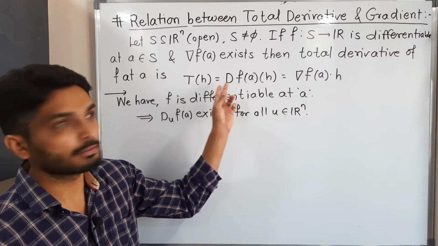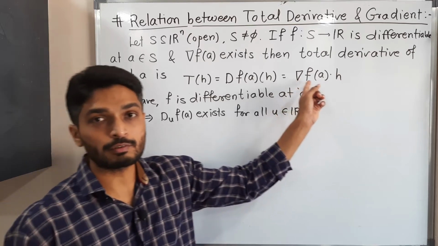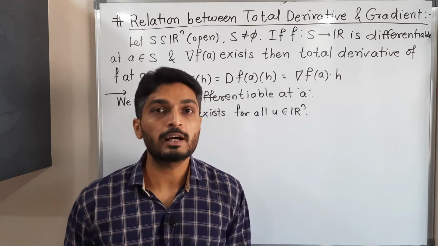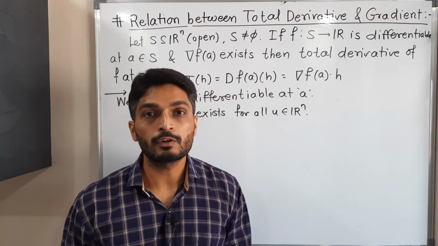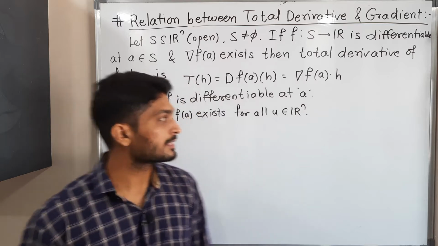T means the total derivative, and we can write it in this way also: gradient of f at a dot h. Using this formula, we can find the total derivative of a given function at a given point. Let us start to discuss its proof.